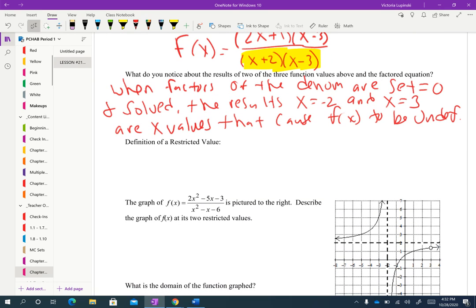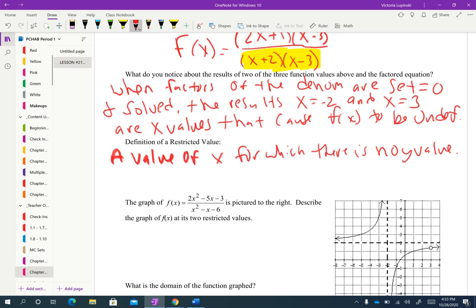So then they ask you again for the definition of a restricted value. It's not all that dissimilar, but we're trying to get our English bone working along with our math bone. So basically a restricted value is a value of x for which there is no y value. If it's a rational function, these are anything that make the denominator 0.